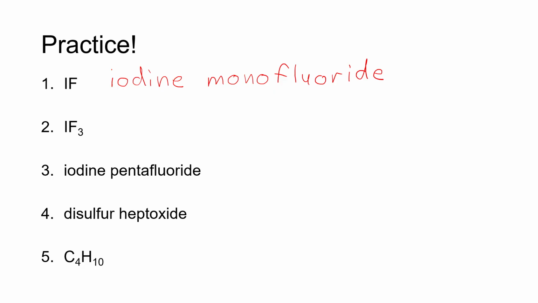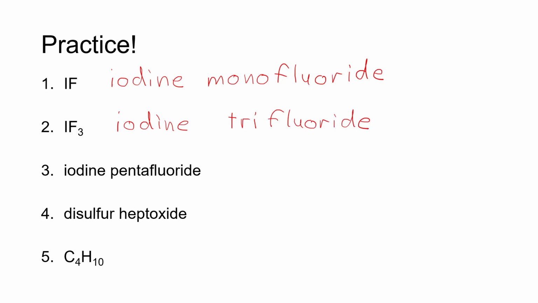If we take a look at this next one, we've got iodine and fluorine. This time there are 3 fluorines. So again, the first one, there's only one. We don't use mono. We call it iodine with its normal name. But now instead of saying mono for the fluorides, we're going to say tri. There are 3 fluorides. That becomes trifluoride.